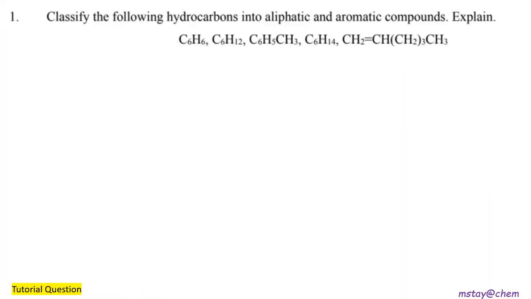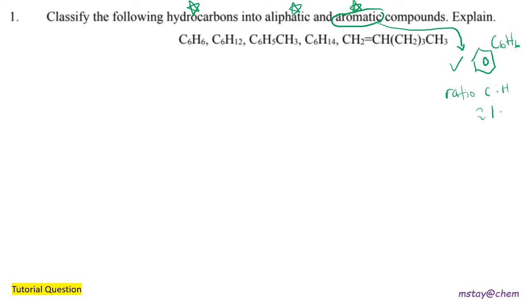Let's answer tutorial question number 1. Classify the hydrocarbon into aliphatic and aromatic compound. So as we understand, an aromatic compound always consists of a benzene ring. The chemical formula for benzene is C6H6, where you will notice the ratio of the number of atoms for carbon and hydrogen is almost always equal to 1 to 1. So based on these characteristics, we can deduce that C6H6 and C6H5CH3 are the aromatic hydrocarbons.